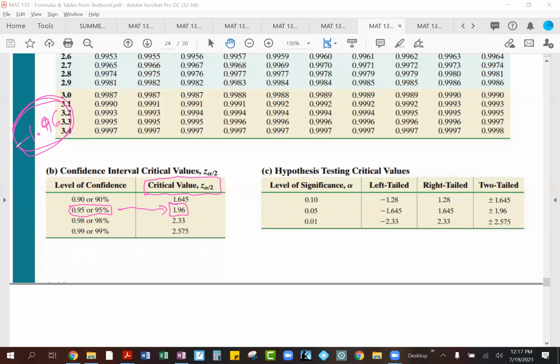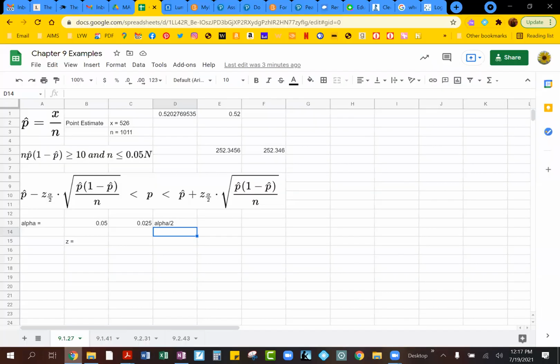So you can use the standard normal distribution table. You can obviously use this little confidence interval critical values table over here, because these are the most commonly used confidence intervals. Now, if you're looking at a confidence interval that is not mentioned over here, then you will need to go into the table to find it. So anyway, you have your 1.96 from here, and that's what we are going to need for our z-score. So that's the number we can enter over here, 1.96.